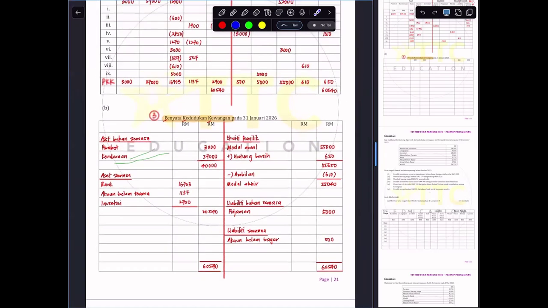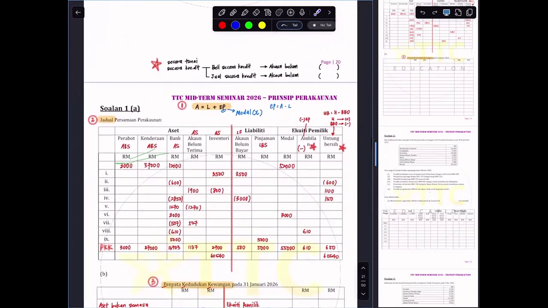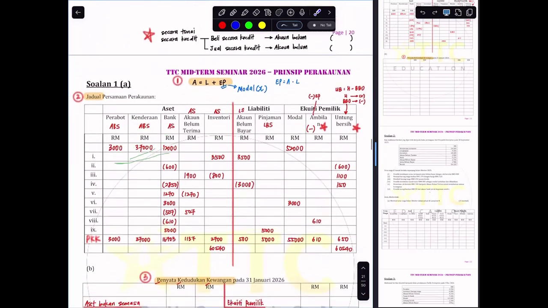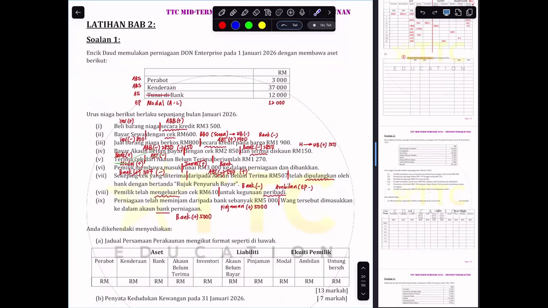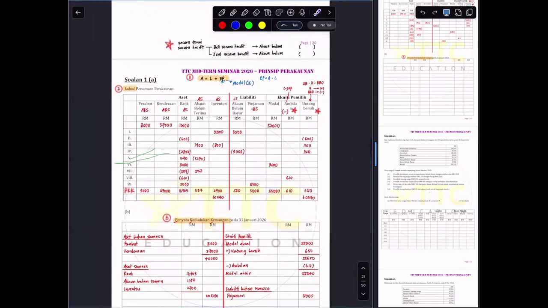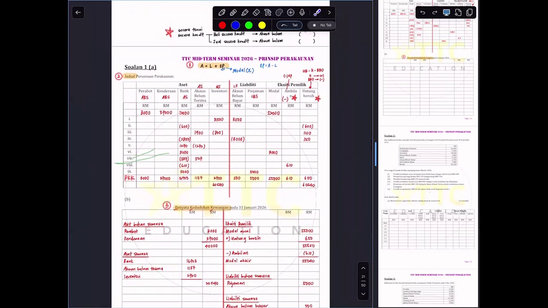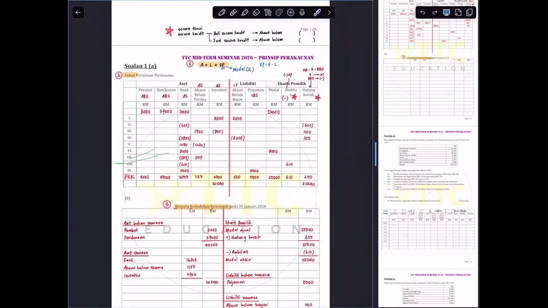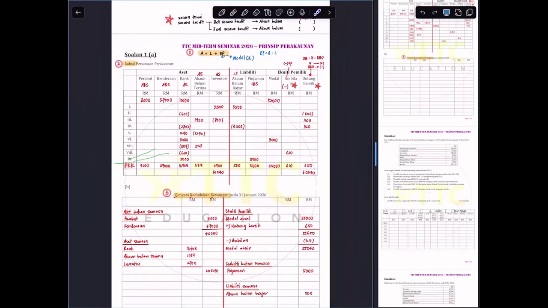Okay, so that's the persamaan account. Okay, for those who want to take a picture, you can take a picture now for the question first. Later, I will let you take a picture for the answer. Okay, done.